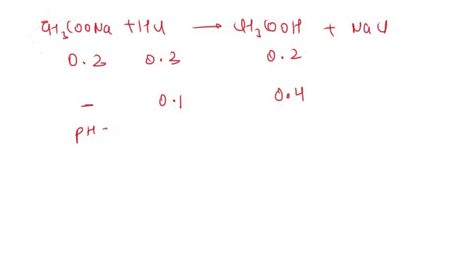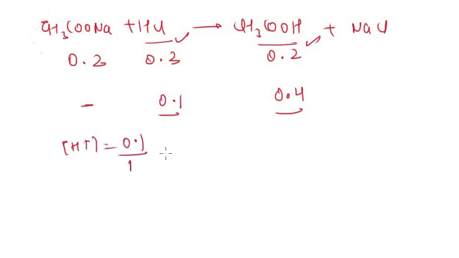Now what is in the solution? We have HCl and we have acid. Now we know when we have a weak acid and a strong acid, all the H plus we will consider from the strong acid. So moles of H plus, molarity of H plus, concentration is moles over the volume, 1. So pH comes out to be 1.